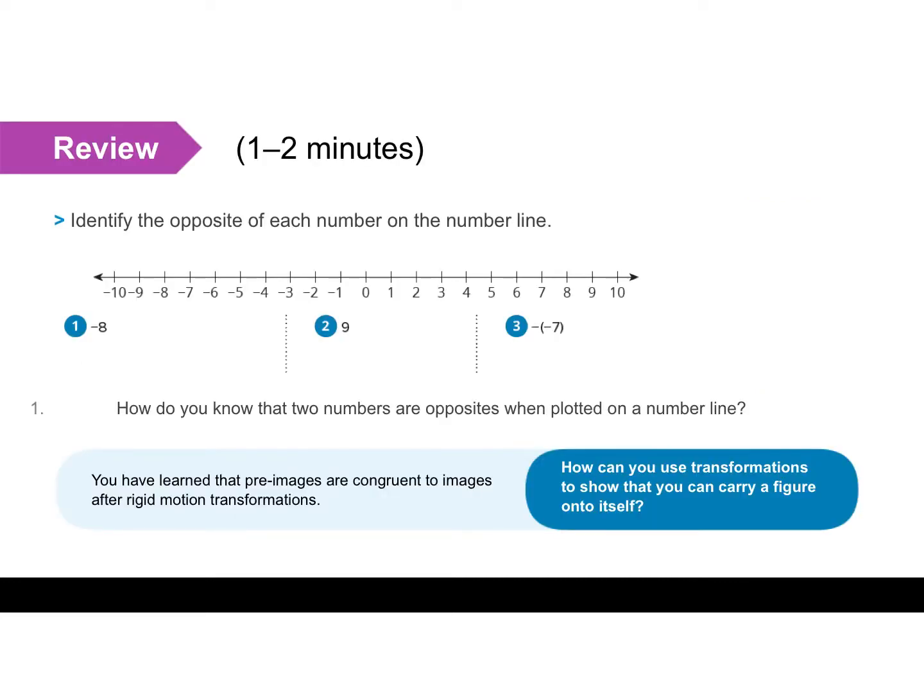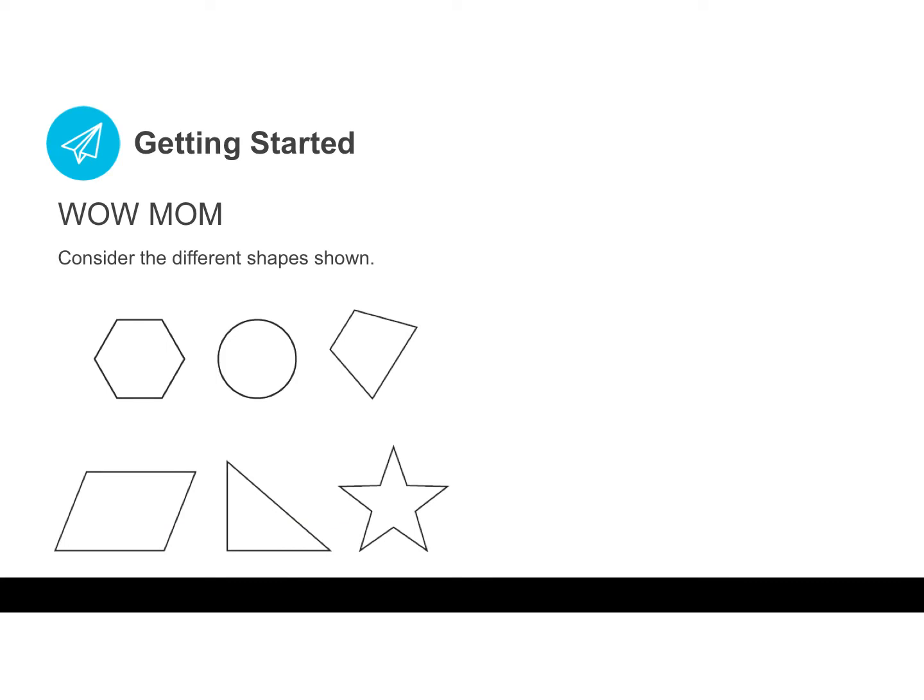Okay, so the first thing you're going to do is this review on the getting started. So go ahead, give it a go and pause. And here's the answer. Okay, moving right along. Let's see, how do you know that two numbers are opposite when plotted on a number line? Because if we look at, for example, -8, the opposite of it would be on the other side of the 0.